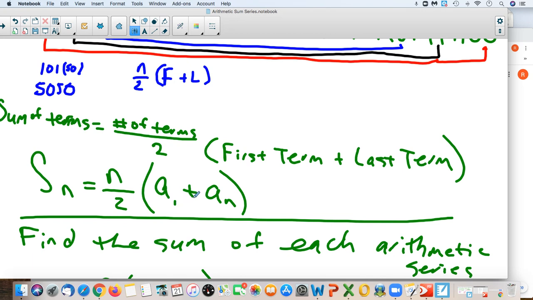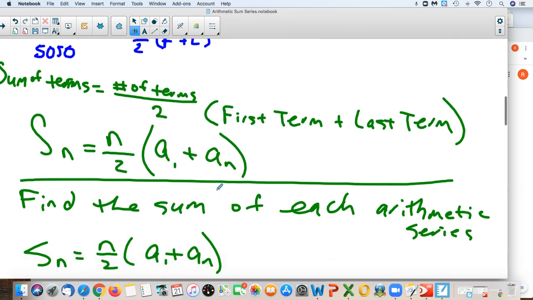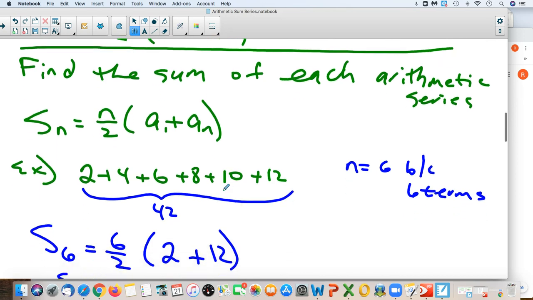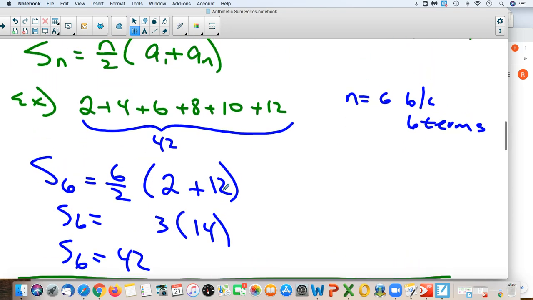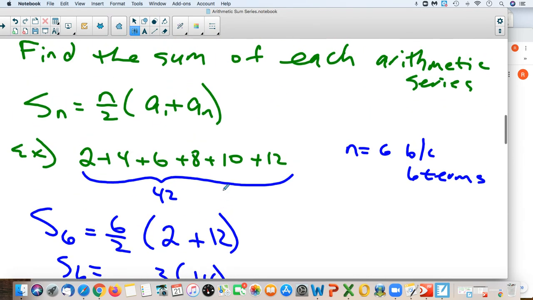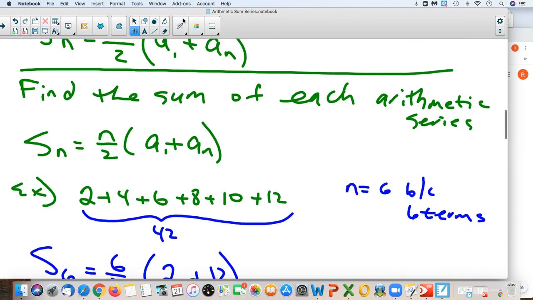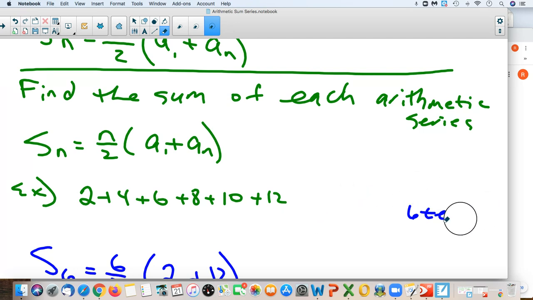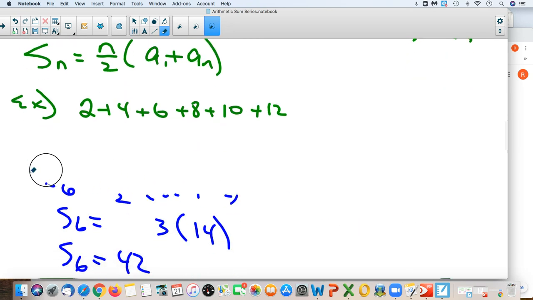Okay, so let's try a problem now that we know the special formula. I did not erase these problems. My bad. Let me put the eraser on these real quick before I get started. I thought I did erase them. I guess not. Apologize for that.